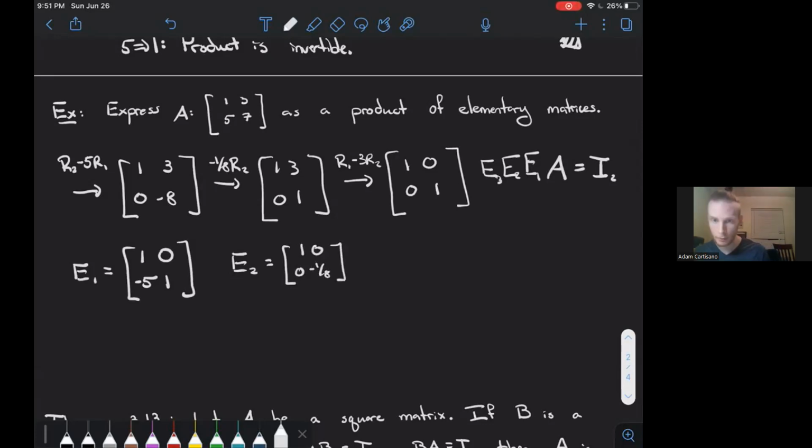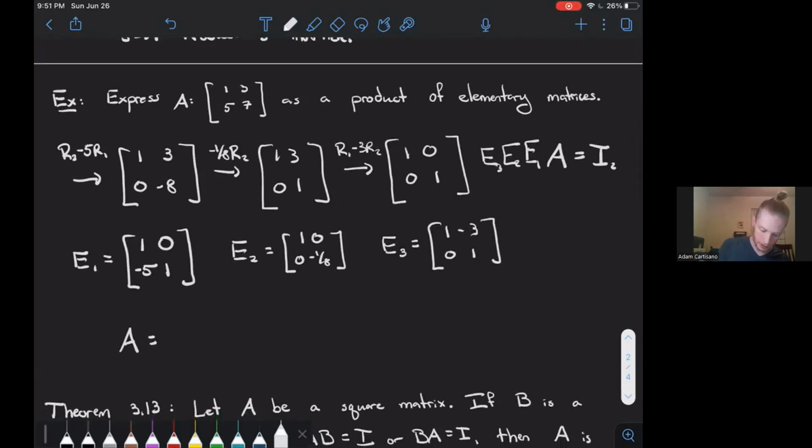And the third one is row 1 minus 3 row 2. So E3, just do that to the identity. We get 1, negative 3, 0, 1. So the identity, let me put this over here still. I won't write it out. The identity is A times E1, E2, E3, going backwards, right?